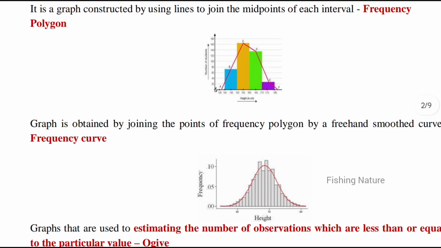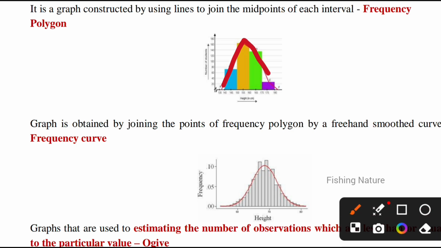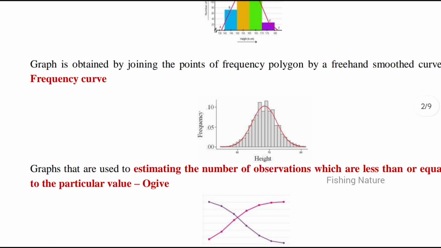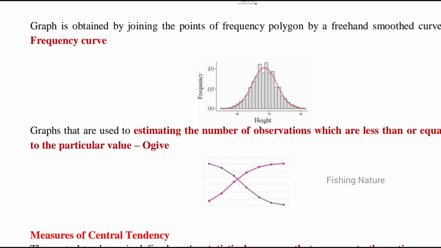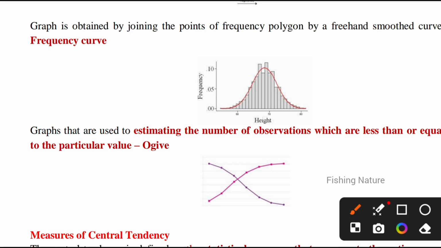Next, frequency curve. This is the frequency curve that we are drawing here. The graph is obtained by joining the points of the frequency polygon by a freehand smooth curve. By freehand, it is called a frequency curve. Next, the graphs that are used for estimating the number of observations which are less than or equal to a particular value are called ogive. This is the ogive.